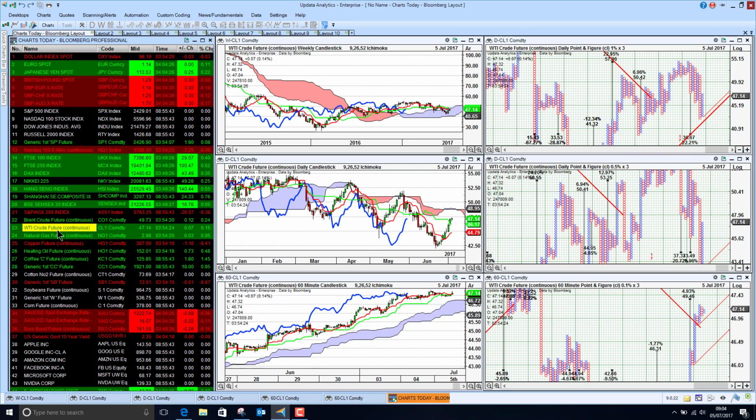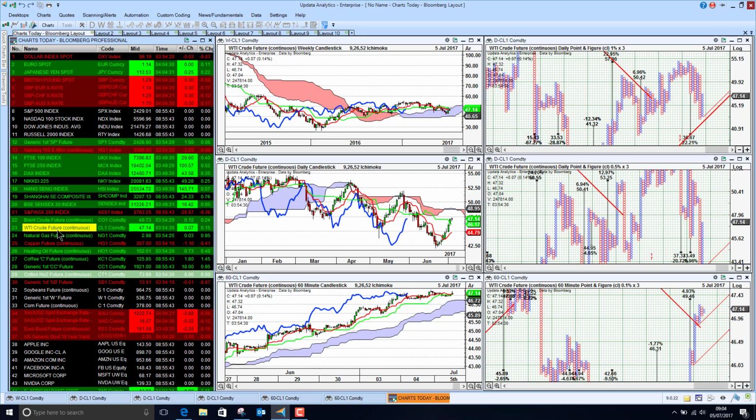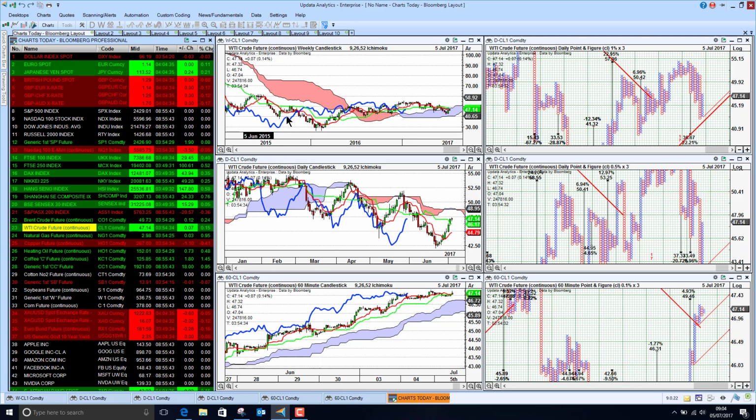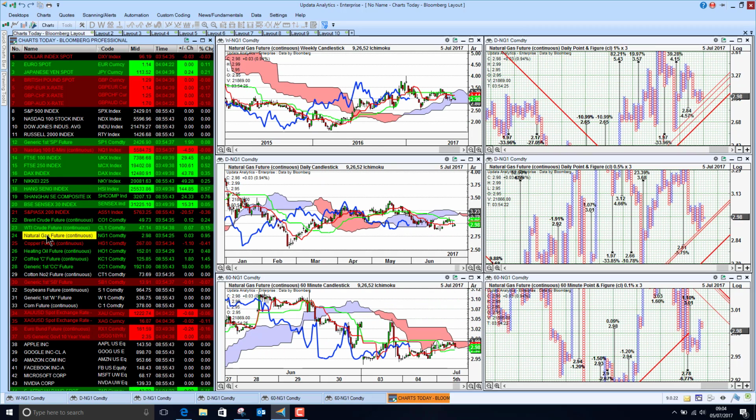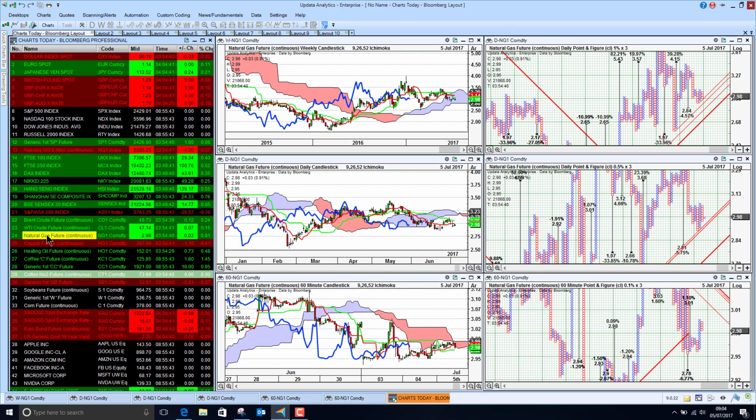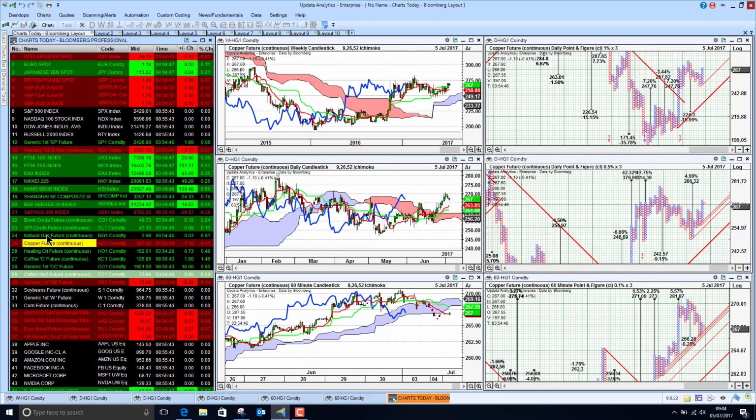WTI, we also see is recovering quite strongly on the short term, but again, that seasonality will probably weigh heavily as we enter the second half of the year. US nat gas just nudging this $3 mark, but still bearish below the cloud and just struggling in the short term. And if we look at copper, we see here a recovery as well.